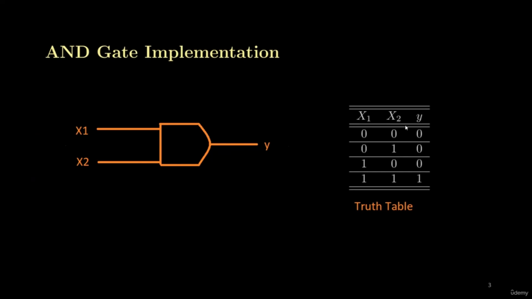Here is the truth table of the AND gate. We can see that when x1 and x2 both are 0, it is producing 0. Similarly, if any of the x1 and x2 is 0, it is also producing 0. And it is producing 1 only when both x1 and x2 are equal to 1. So this is the truth table of AND gate. And we are going to use this truth table as our simplest form of dataset in order to learn how we can perform classification with the help of perceptron.